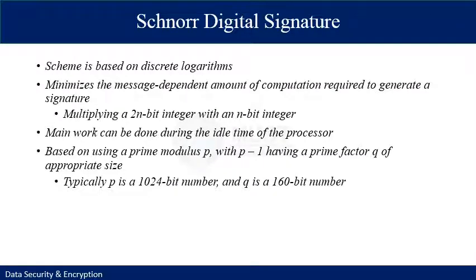Similarly to the ElGamal digital signature, the Schnorr digital signature scheme is based on discrete logarithms, and it minimizes the message-dependent amount of computation required to generate a signature by multiplying a 2n-bit integer with an n-bit integer. The main work of the Schnorr digital signature can be done during the idle time of the processor. It is based on using a prime modulus p, with p minus 1 having a prime factor q of appropriate size; a typical p is a 1024-bit number and q is a 160-bit number.